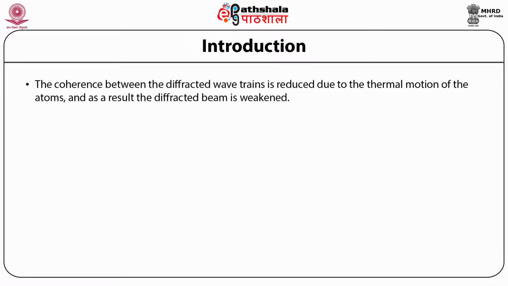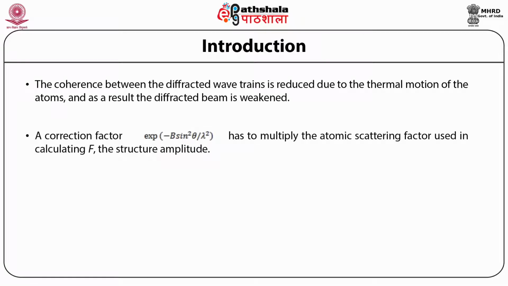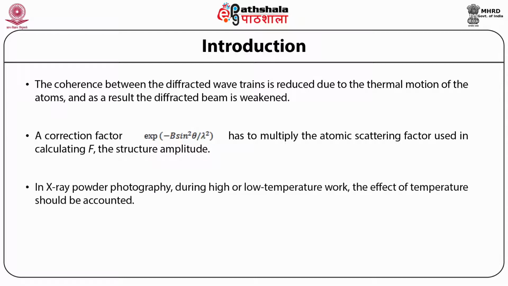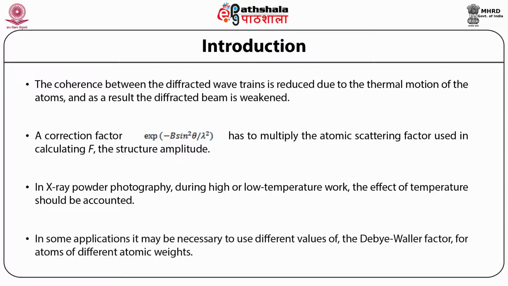The coherence between the diffracted wave trains is reduced due to the thermal motion of the atoms, and as a result the diffracted beam is weakened. A correction factor e power minus b sin square theta by lambda square has to multiply the atomic scattering factor used in calculating the structure factor amplitude f. In X-ray powder photography, during high or low temperature work, the effect of temperature should be accounted for. In some applications, it may be necessary to use different values of the Debye factor for atoms of different atomic weights, and the thermal factor will be different depending upon the size of the atom.